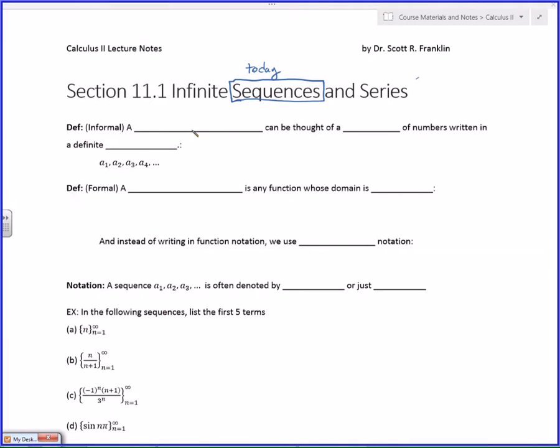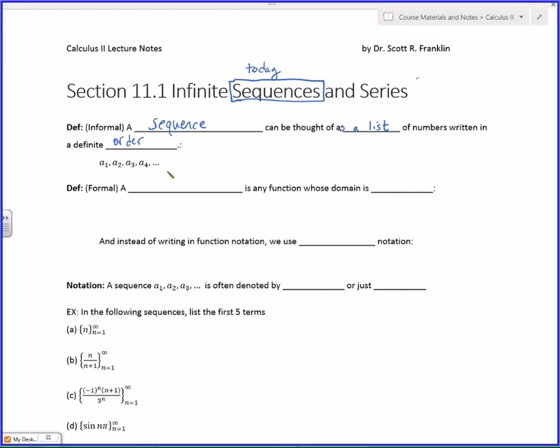All right. A sequence can be thought of as a list. Sorry, a little typo there. Thought of as a list of numbers written in a definite order. And the notation that's commonly used for sequences is this subscript notation. So a sub 1, a sub 2, a sub 3.